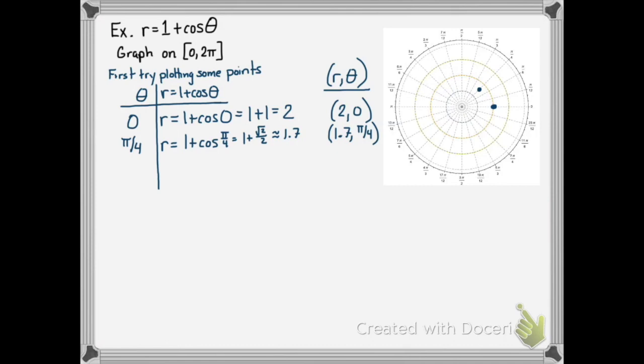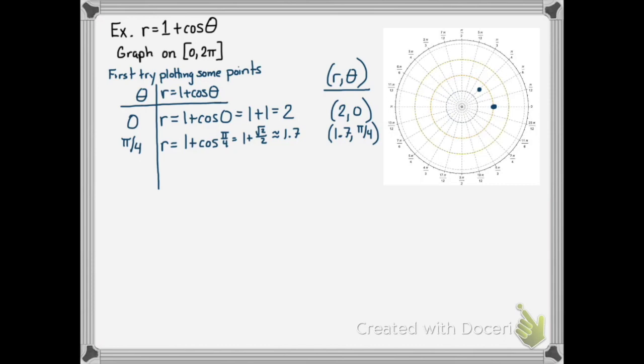Because we're plotting points, it's okay to make some rough estimates here. So our ordered pair is r is 1.7 and theta is pi over 4. I find the angle of pi over 4 on my graph, and then I walk out a distance of 1.7 and plot a point. Cool. So I can keep doing this.